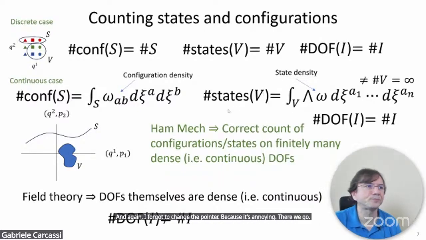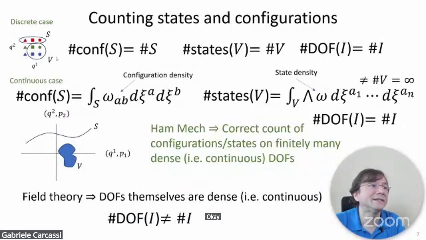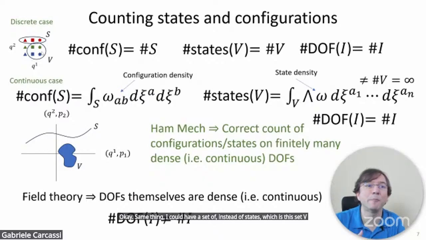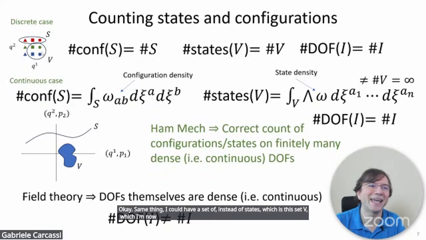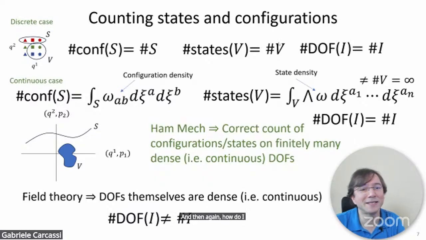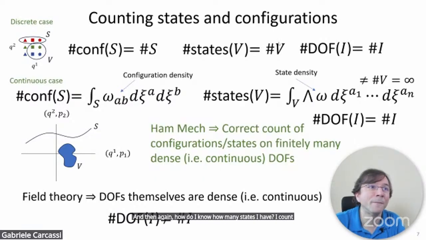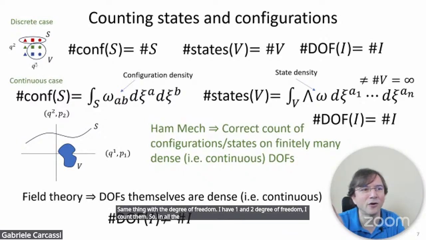There we go. Okay. Same thing, I could have a set of states, which is this set V, where I'm now taking one variable being equal. And then again, how do I know how many states I have? I count them, 1, 2, 3, 4. Same thing with degrees of freedom. I have 1 and 2 degrees of freedom, I count them. So in all the cases when I'm on discrete variables, I just use counting measures.